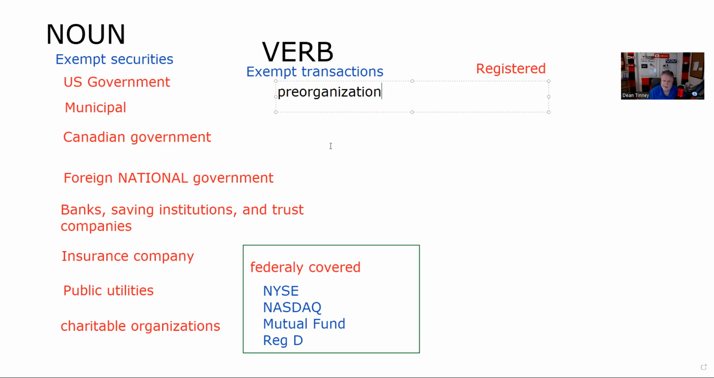Now, remember, there's a maximum of 10 subscribers, and I'm going to want some evidence. That's what a certificate is. A certificate is just physical evidence that I have the right to subscribe to whatever this entity becomes, whether it's an LLC, a corporation, whatever it happens to be. And here, there's a maximum of 10 subscribers.